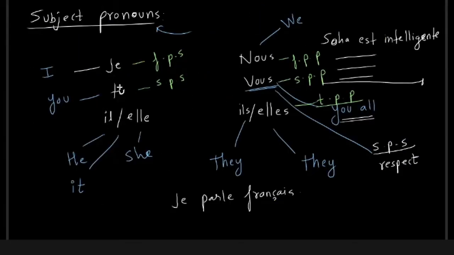Subject pronouns are the things which replace nouns, right? Pronouns which replace nouns when nouns are acting as subject. Je, tu, il, elle. So these are replacing the actual subjects. We had je, which is I, first person singular, tu, which is you, second person singular. We had il, elle, which is third person singular, which means he or she.